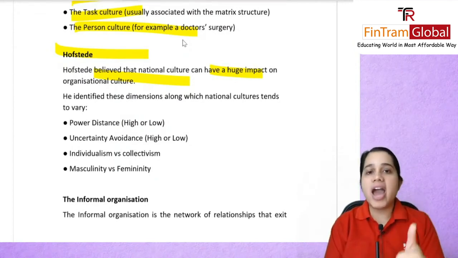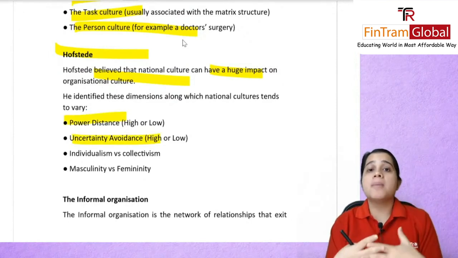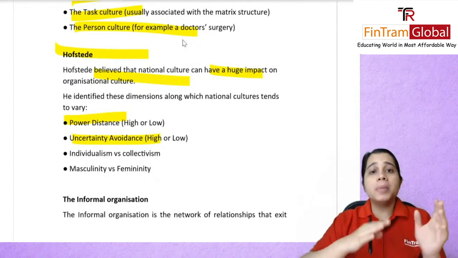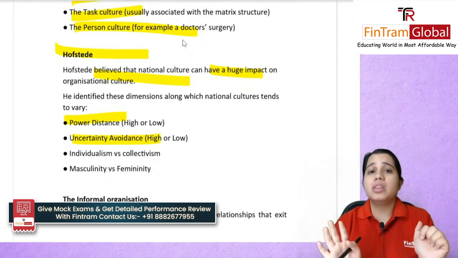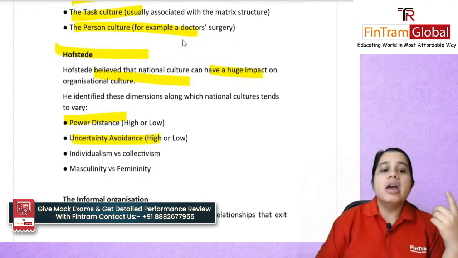So maybe they are a high PD or low PD. Uncertainty avoidance: how much are they okay with new things happening, with some uncertainty going on? Or maybe they are really not okay with it, and they just want to do the fixed thing. They don't want to really explore.